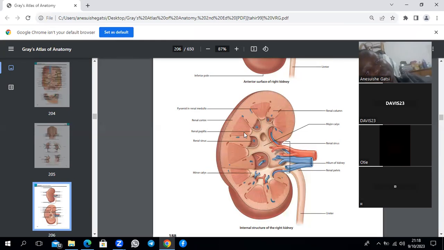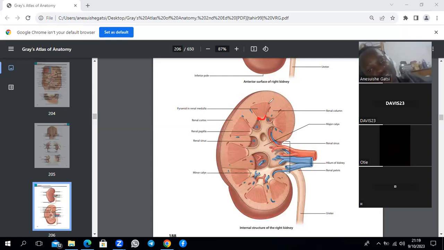Right. These that are almost triangular, these are what we call renal pyramids. So this is a renal pyramid. These structures here are renal pyramids. Renal pyramids have an apex here, so let me draw. Renal pyramids have an apex here, where I've drawn. The apex projects towards the hilum.